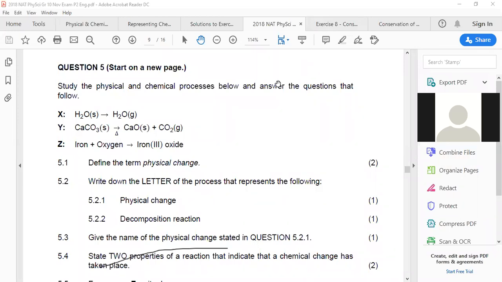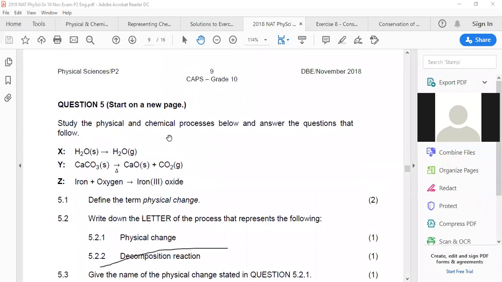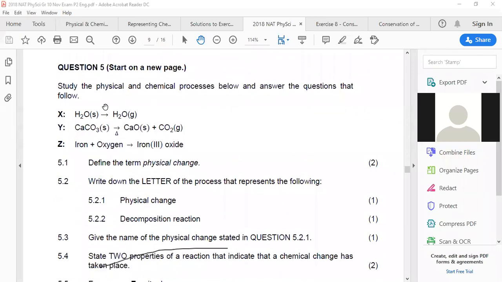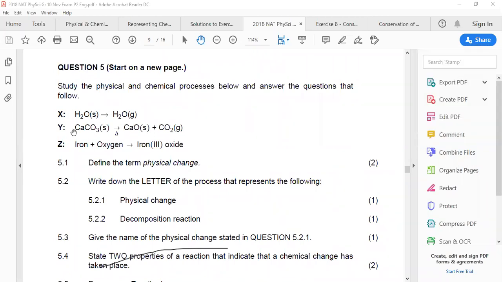Then let's look at this, question number 5. This one came from November 2018, all right? It says study the physical and chemical processes below and answer the questions that follow. You're given water, solid to water, gas. Calcium carbonate to give you calcium oxide, solid, plus carbon dioxide. You have iron plus oxygen to give you iron(III) oxide. Then define the term physical change. We say a physical change is a change in which no new substances are formed.